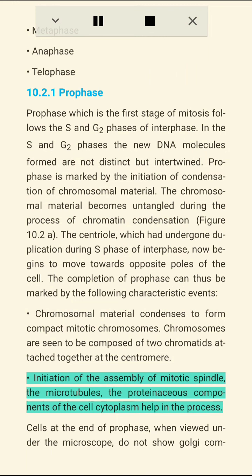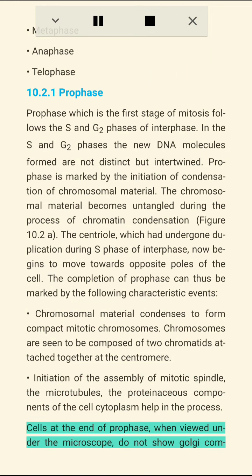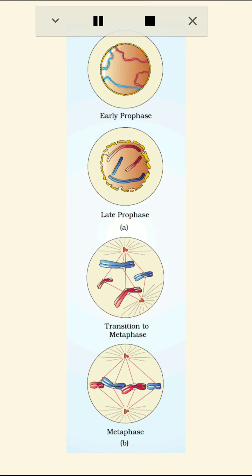Initiation of the assembly of mitotic spindle. The microtubules, the proteinaceous components of the cell cytoplasm, help in the process. Cells at the end of prophase, when viewed under the microscope, do not show Golgi complexes, endoplasmic reticulum, nucleolus, and the nuclear envelope. Figure 10.2 A and B, a diagrammatic view of stages in mitosis.